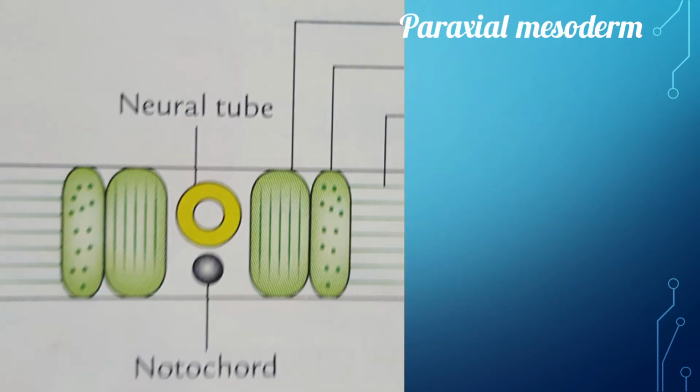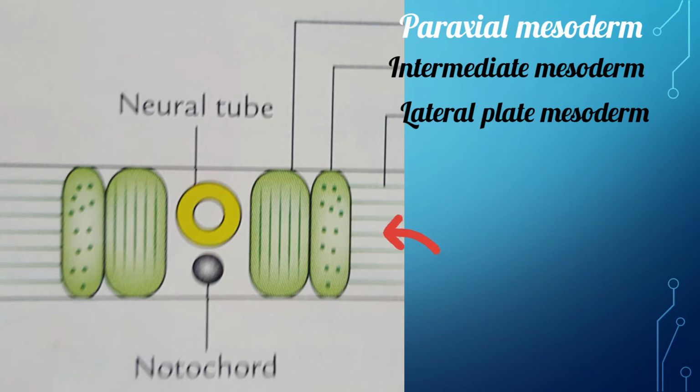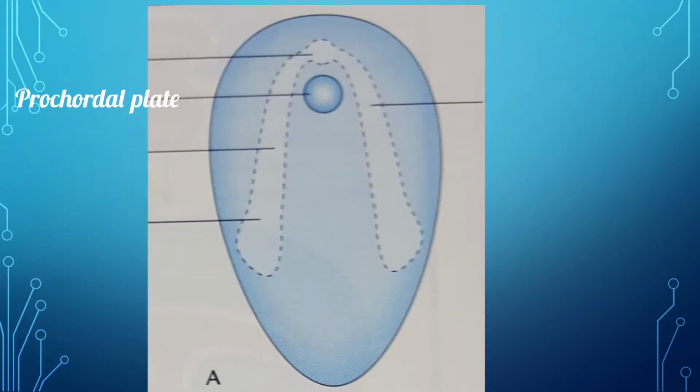After the paraxial mesoderm, next is the intermediate mesoderm. This forms most of the genitourinary system, like kidneys, testes, ovaries, etc. After the intermediate mesoderm lies the lateral plate mesoderm. It forms the body wall and body cavities. The lateral plates of mesoderm of both sides are continuous with each other.